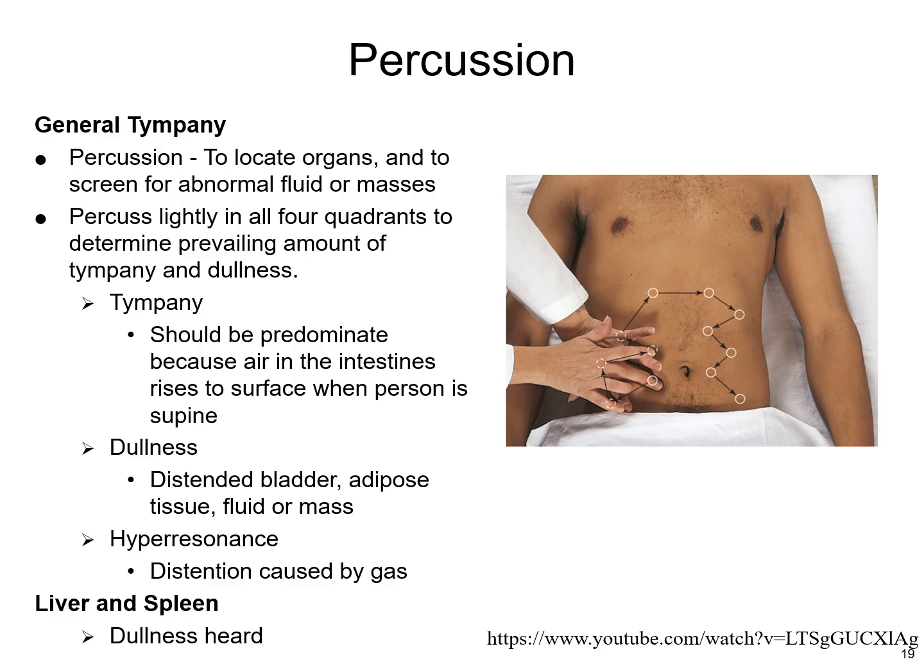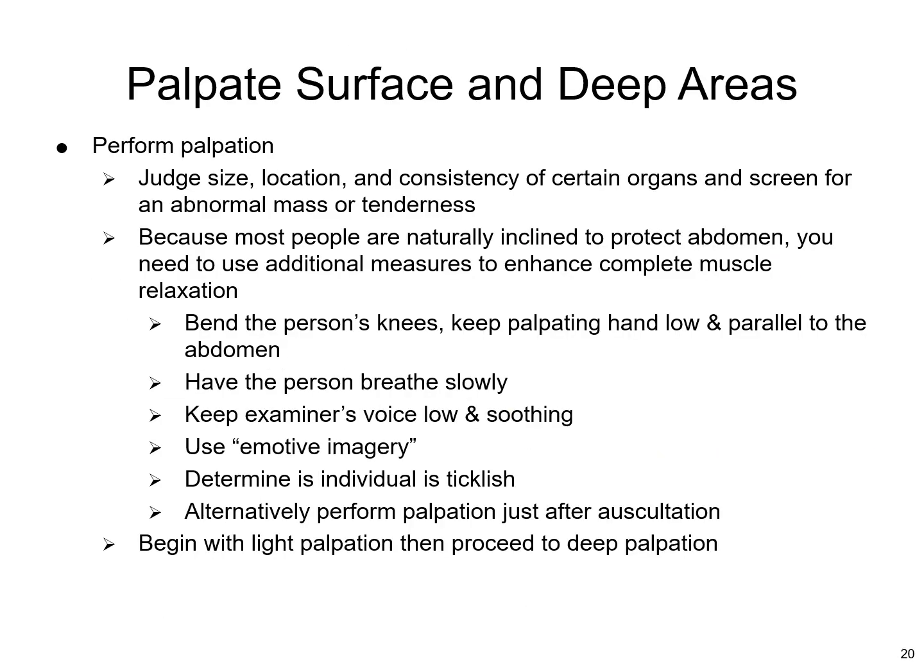Hyperresonance will be because of gas. There's going to be a distension of the abdominal area. And then over the liver and spleen, you're going to hear dullness. We palpate to determine masses, fluid. If there is a mass, we want to determine the size, the location. You want to make sure that your client is relaxed, that the muscles are not contracted during this examination.